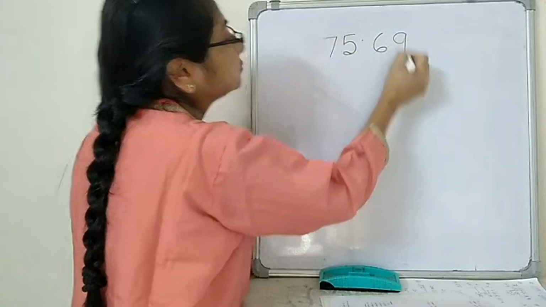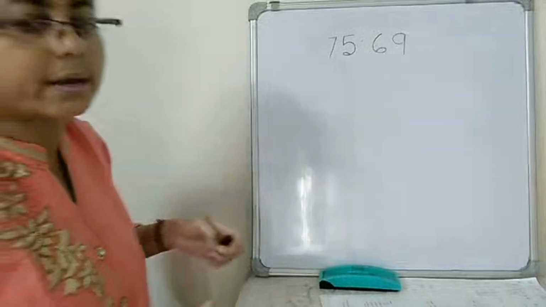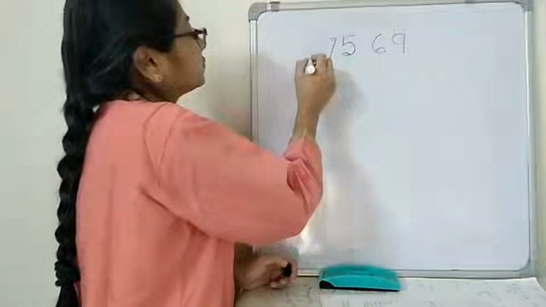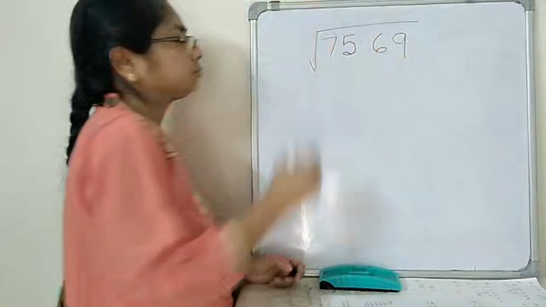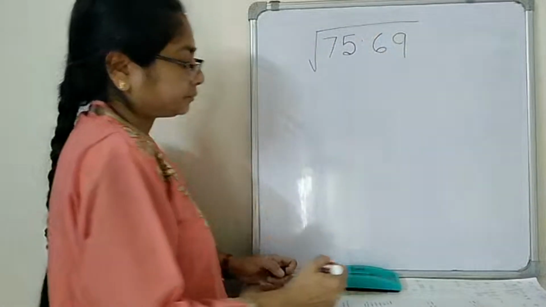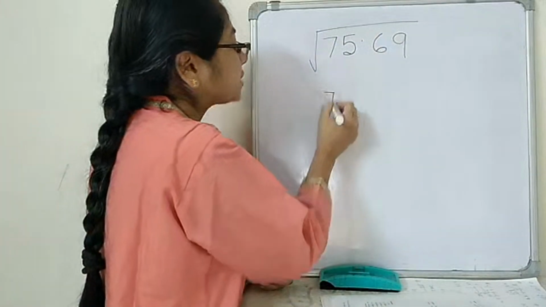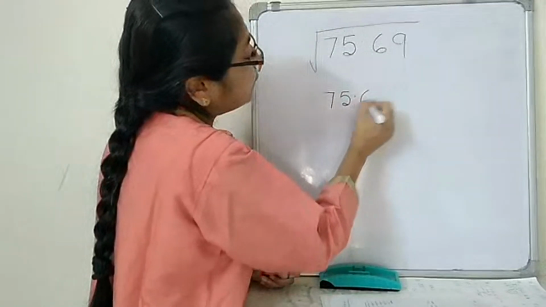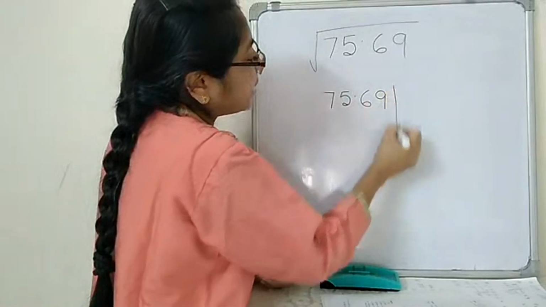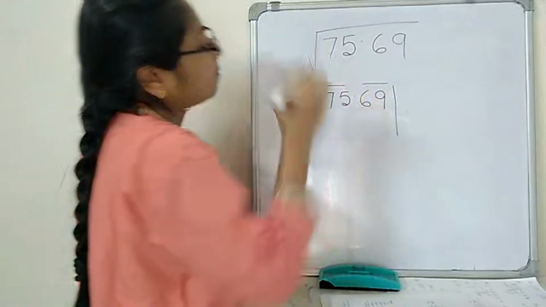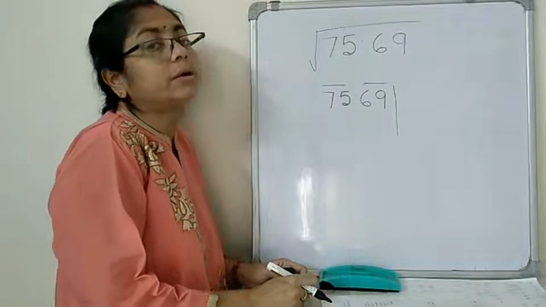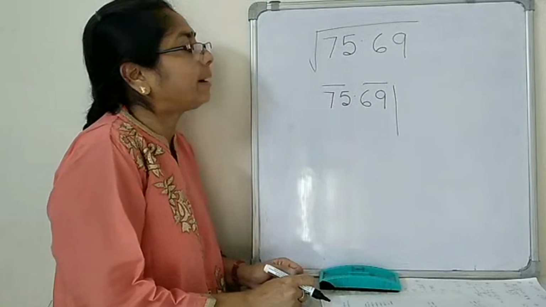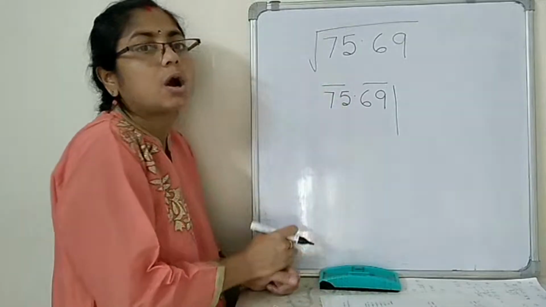75.69 square root. Long division method. And you should apply the first method, not the second one. I will tell you why you don't use the second method. It is your additional method, but always do it by the first method. Focus on this method.